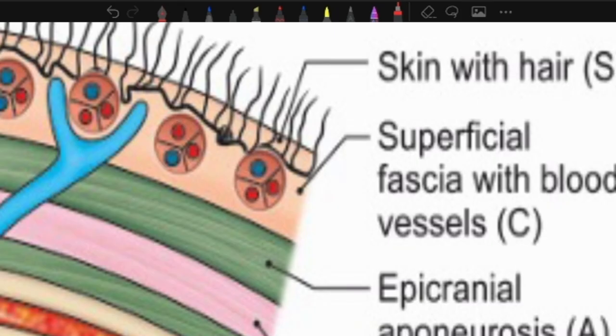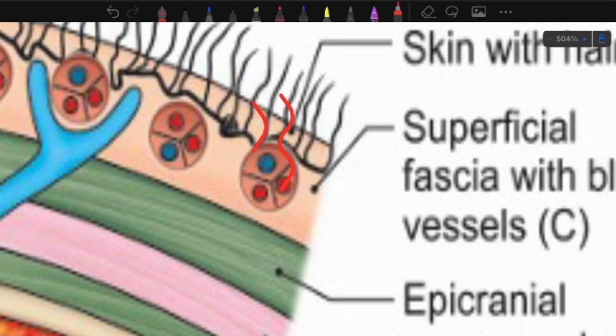Now what is the clinical point related here? If there is any wound here, suppose we have a cut here, then it will bleed profusely, due to the presence of numerous blood vessels. And one more important point here is that these blood vessels are adherent to the dense connective tissue, like they are fixed by the dense connective tissue.